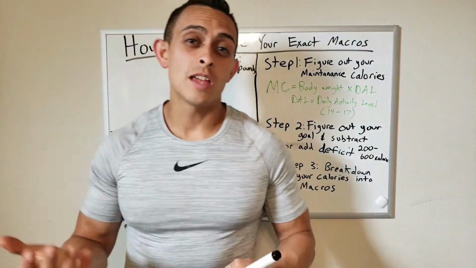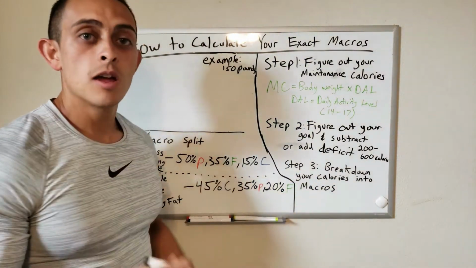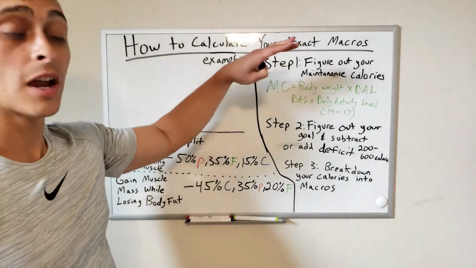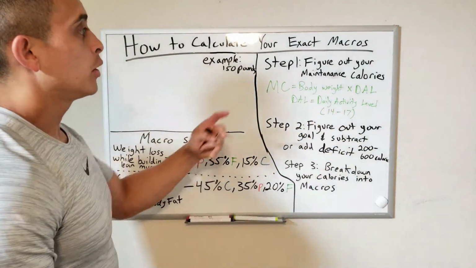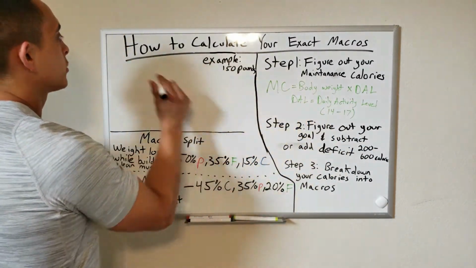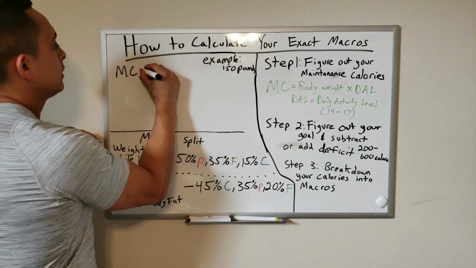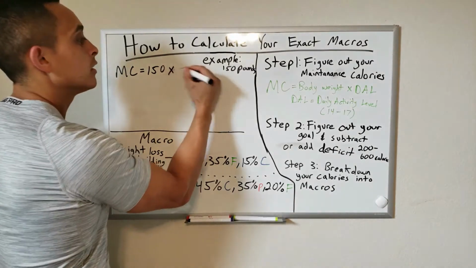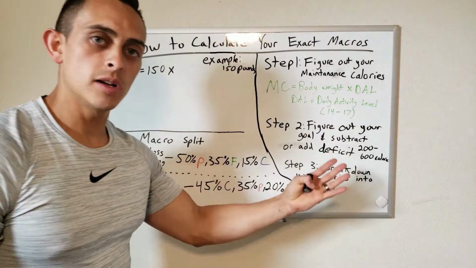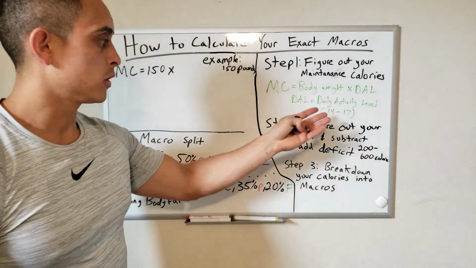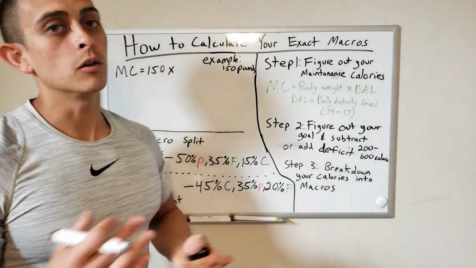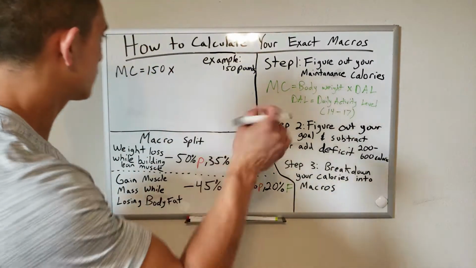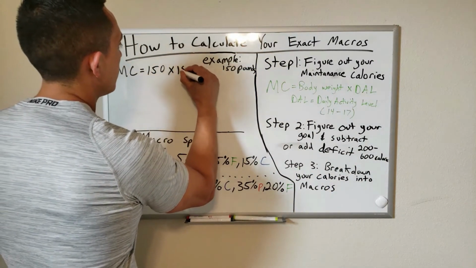For our example here, we're going to start off with a 150-pound person trying to lose weight while building lean muscle. I'm going to do every step and show you how I do this. So step 1, we got to figure out the maintenance calories. That's pretty simple. Your maintenance calories equals 150 pounds, for our example, times your daily activity level. 14 is more of a desk job, you don't do much as far as activity level, and 17, you work construction and you're always active. We're just going to stick in the middle with 15.